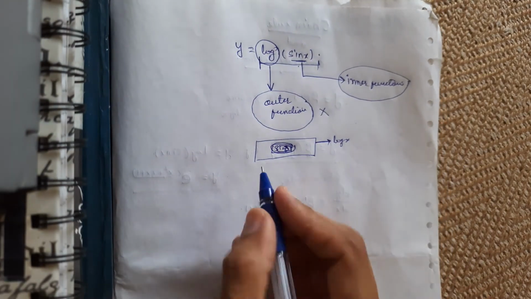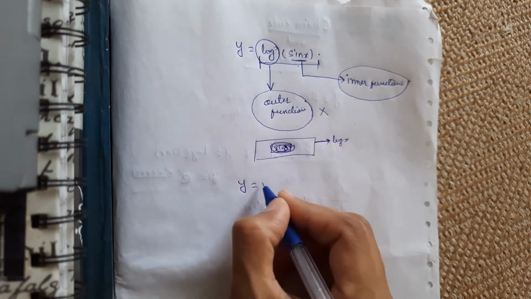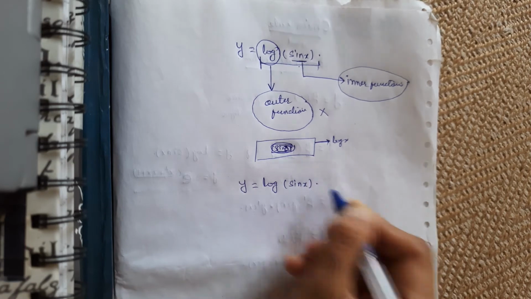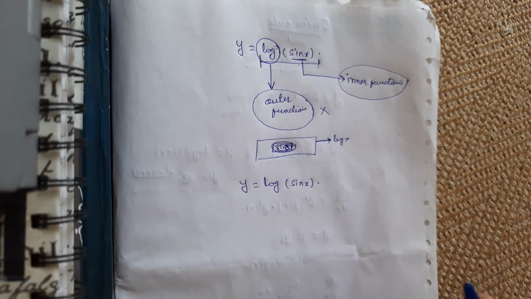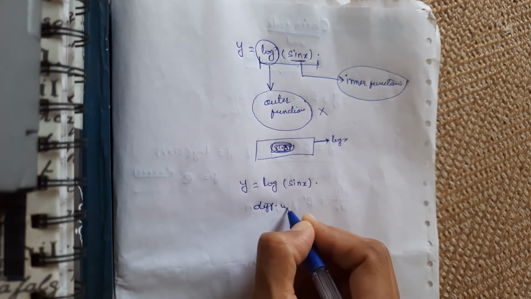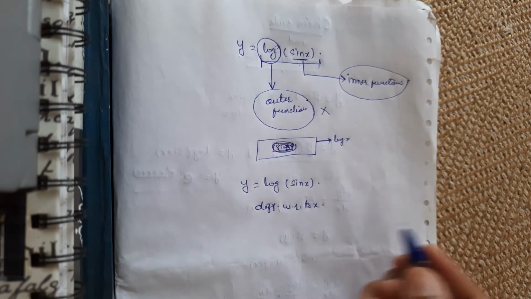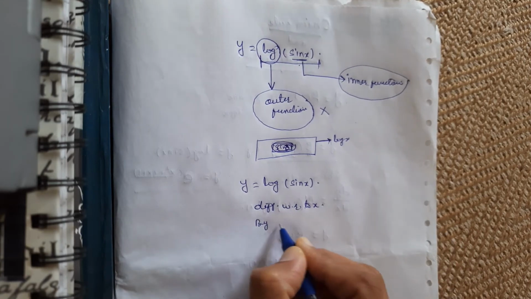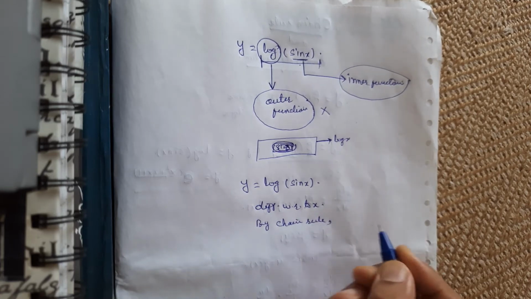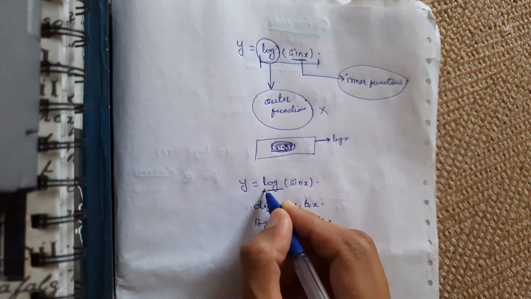According to the chain rule, if I want to find the derivative of this log of sin x, I will differentiate it with respect to x. By the chain rule, what I have to do is first find the derivative of log, the outer function.